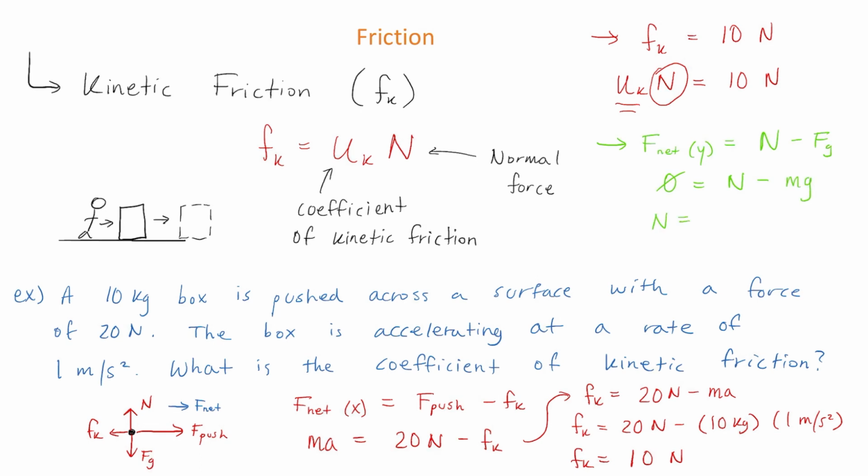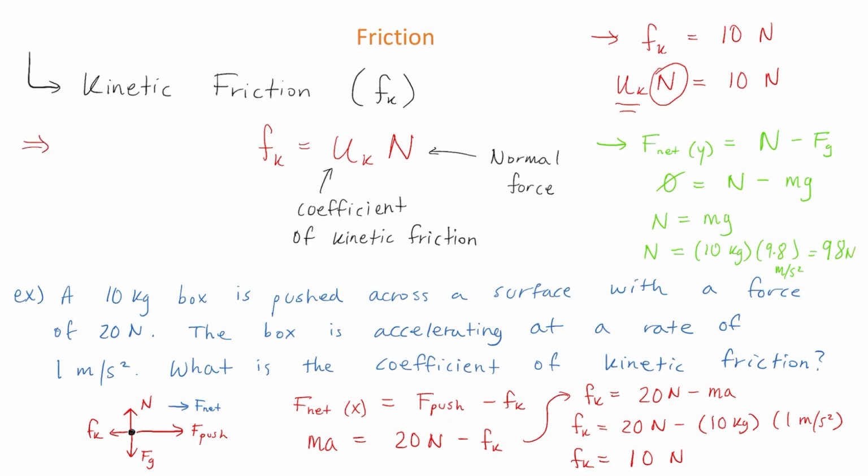And then all we have to do is rearrange and isolate for the normal force. And we find that the normal force is equal to mg. I'll just plug in my values for the mass and the acceleration due to gravity, and we find that the normal force is equal to 98 newtons.